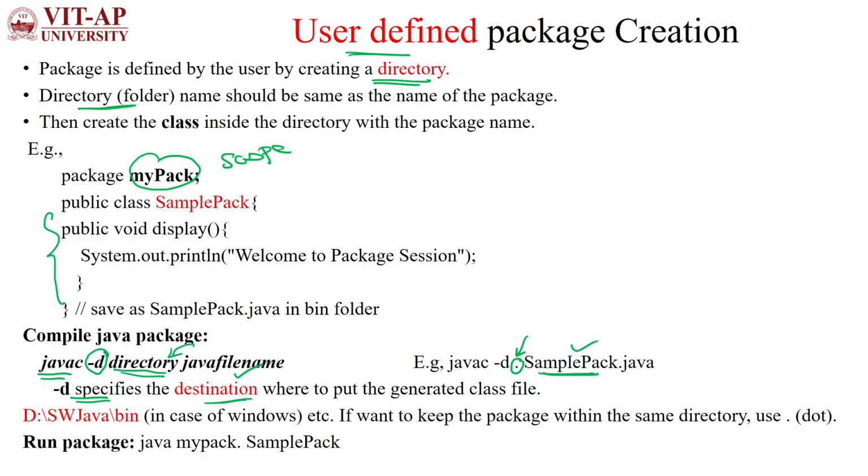So this file will be compiled by using this javac. Then after compilation we will get the class named SamplePack, right? So it will be stored in the scope folder. Okay, that is called a package, right? So based upon this, now we will see the compilation output.